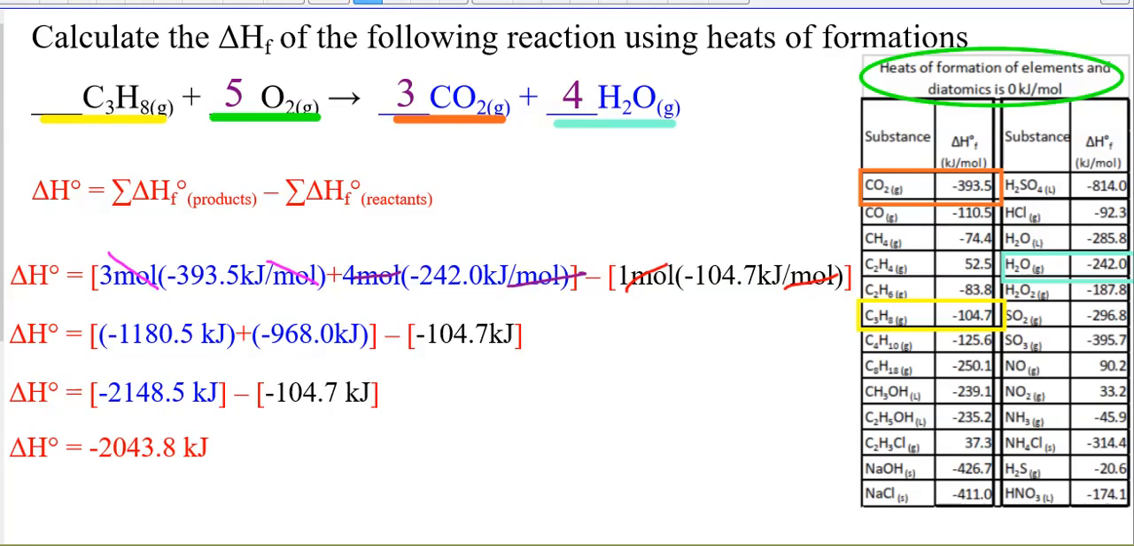And so in this chemical reaction, when you actually burn propane, the combustion reaction of propane should yield 2 million kilojoules basically, or 2,043.8 kilojoules of energy for every mole basically. So because it's a negative, that tells us it's exothermic.